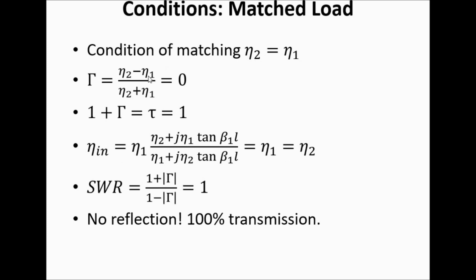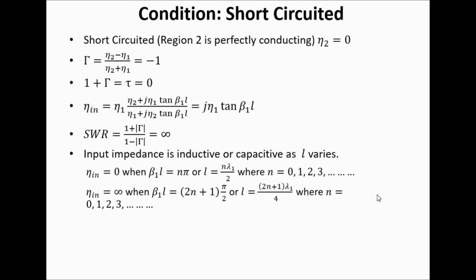So you see here, no reflection will take place if the load is matched, that means the impedances are the same. If two mediums have the same wave impedance, there will be no reflection there. 100% of the signal will be transmitted. The input impedance will be eta 1 and eta 2. If 100% of the signal is transmitted, there will be no reflection and no standing wave. So the standing wave ratio is 1. So no reflection, 100% will be transmitted.